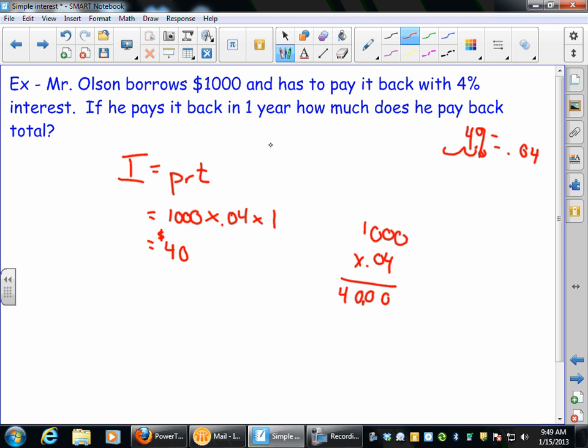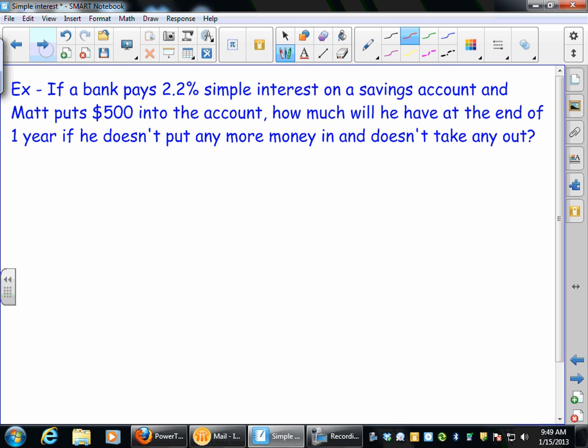So the question, though, is how much does he pay back total? Well, I have to pay the $1,000 I borrowed and the $40 in interest. So it's $1,040 total that I'm paying back. Always make sure you go back and read the question. Sometimes they might just want the interest. Sometimes they want the total, so you've got to make sure you're answering the right question.